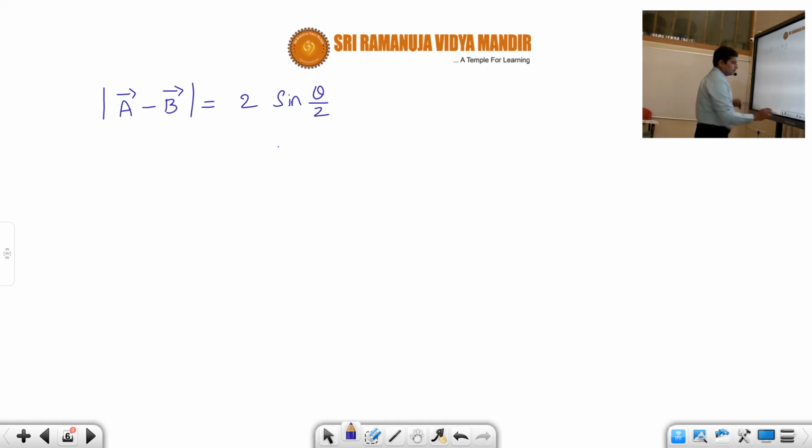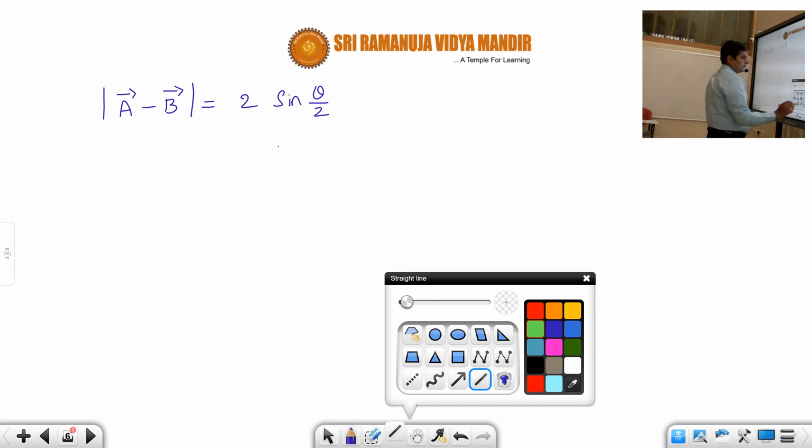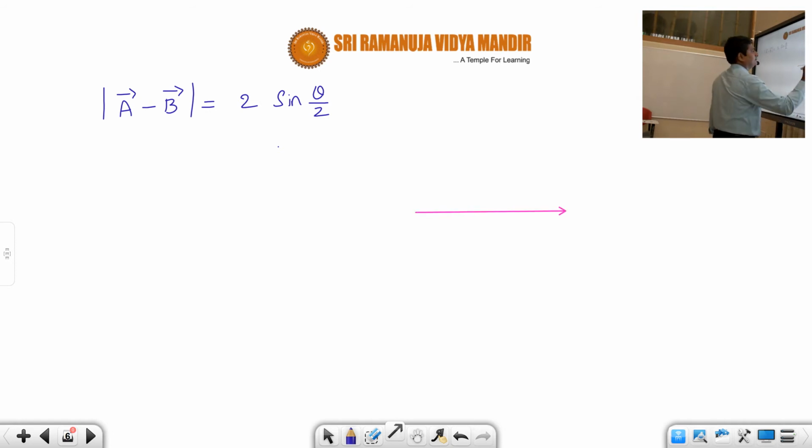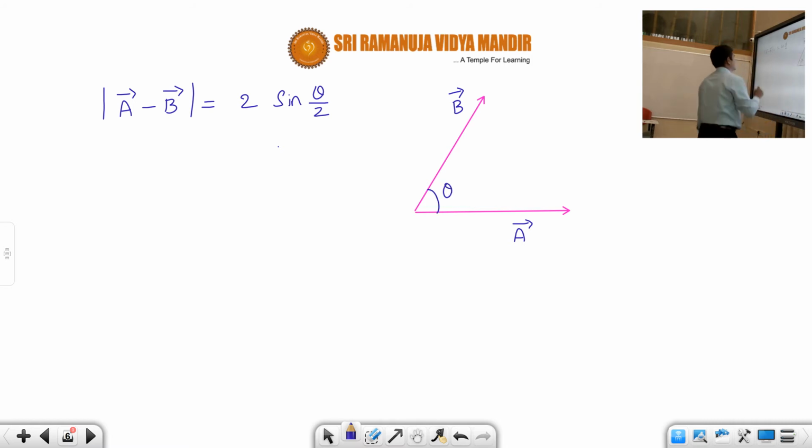As usual, students, first we have taken the vectors: one is A bar, a unit vector, and another one is B bar. This is A bar whose magnitude is 1, this is B bar whose magnitude is 1. Now this angle is theta. Now they are asking us to prove this, the magnitude of A bar minus B bar. Let us say that is C bar. C bar is equal to A bar minus B bar.